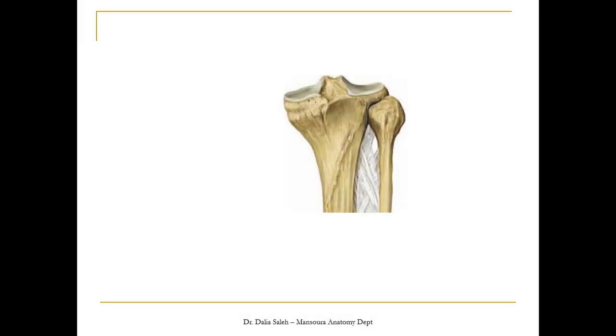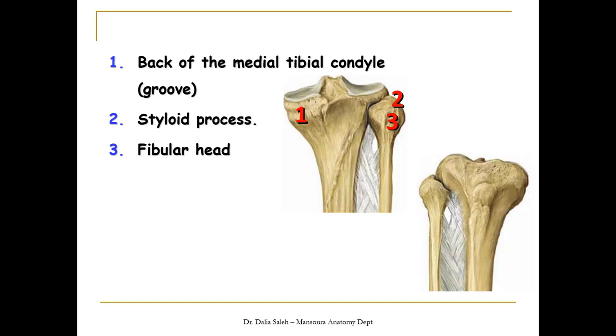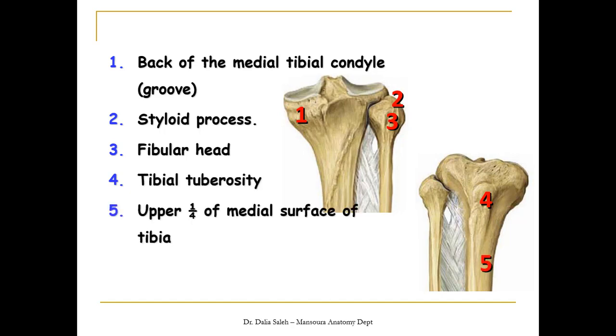Now we are looking at the articulated right tibia and fibula from their back. So this area in specific is the back of the medial tibial condyle. It's called the semimembranosus groove, and this is the styloid process of the head of the fibula, and this is the fibular head. If we look at these two bones from the front, we have here of course the tibial tuberosity, and this is the upper fourth of the medial surface of the tibia.